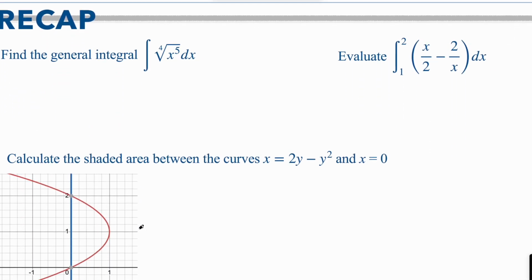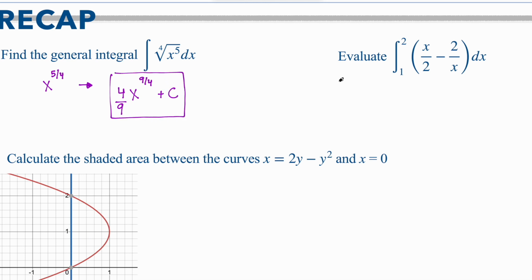So to recap, attempt these problems and then hit resume to see the answers. For the first one, think of this as x to the 5/4. So therefore, the general integral is I'm going to add 1, which is going to be 9/4. But I need to offset it. So it's going to be 4/9 times x to the 9/4 plus c. All general integrals must have a plus c.